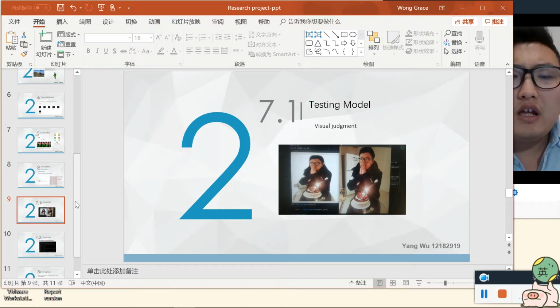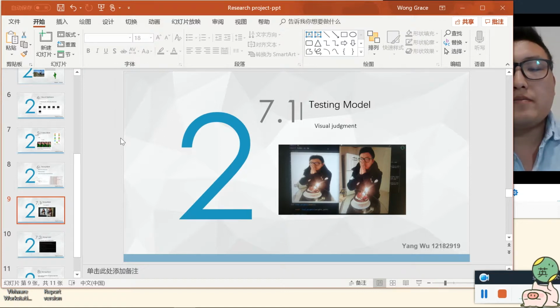Okay, then the next is testing the model. I think the earliest way I want to test a model is through vision. Look at the picture below. The person in the picture is me, and if the model output behaves like this, I think this model is good for this subject, for this project.